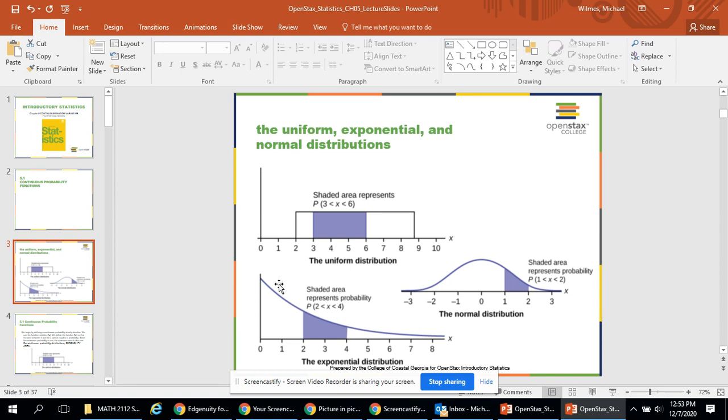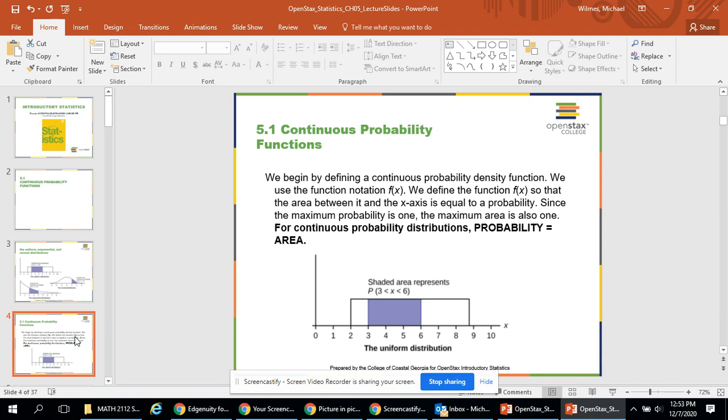And then we have an exponential distribution where it starts off with a very high probability and then it levels off going to next to nothing. The shaded region is what we're going to be looking at. That's going to give us our probabilities. This video is looking at uniform distributions, and uniform distributions are going to be calculating the rectangle. So very straightforward at first.